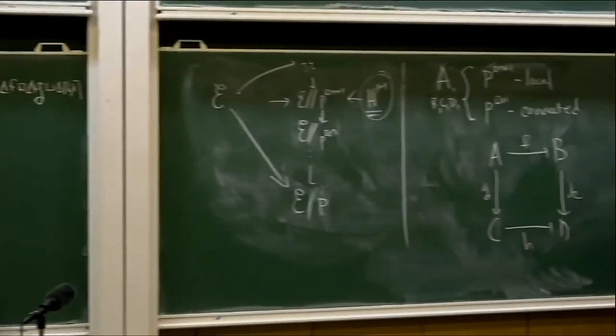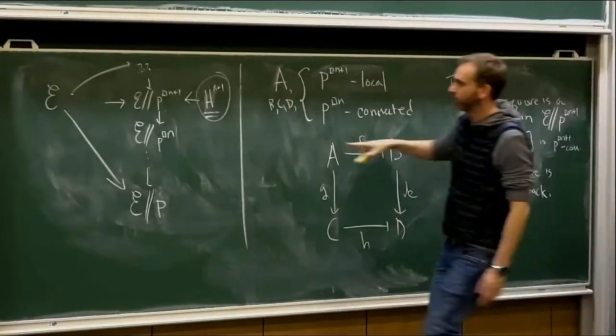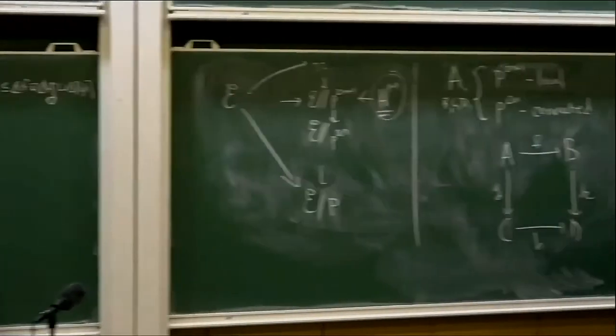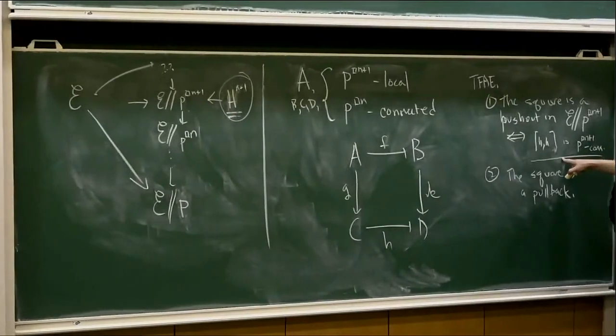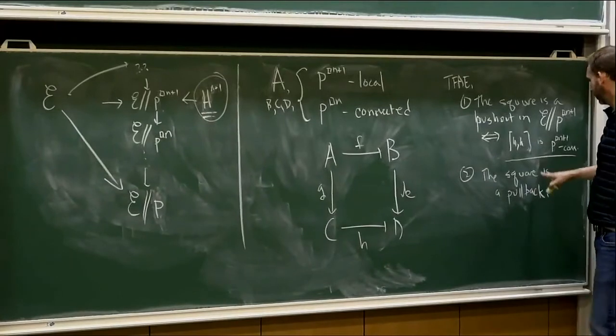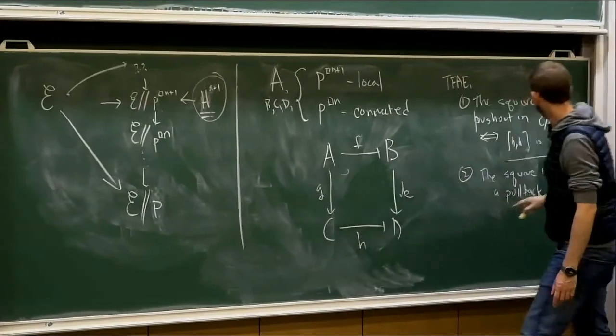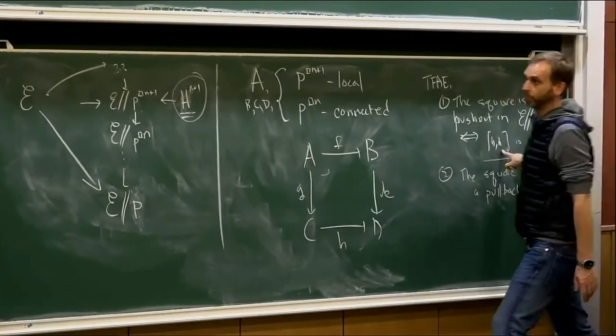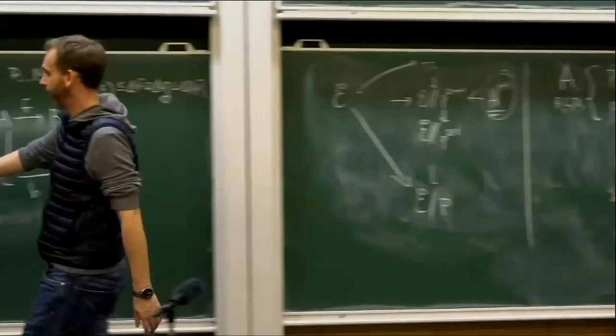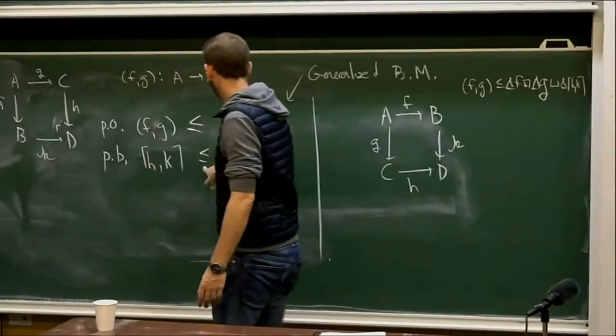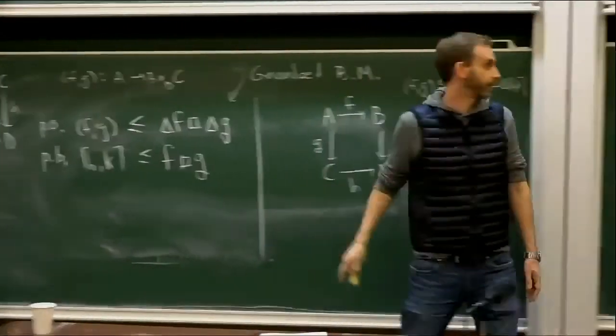So I said the square is a pushout in this local thing, amounted to the assertion that this map was connected. Right? So let's just check. So let's check 2 implies 1. If the square is a pullback, then this map is, by this over here, controlled by f box G.